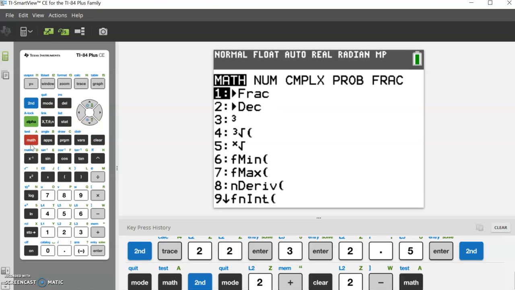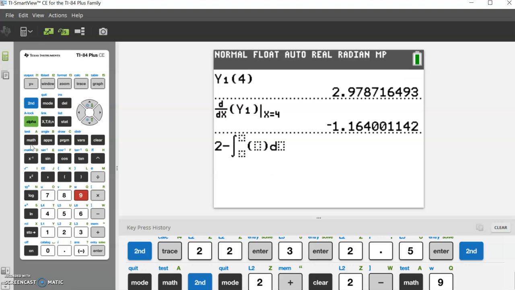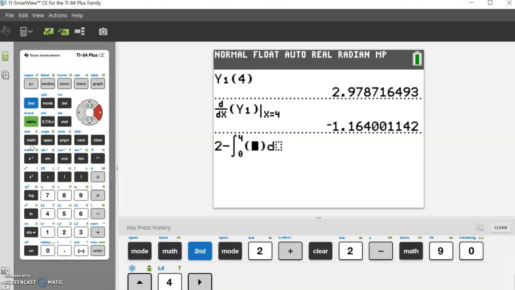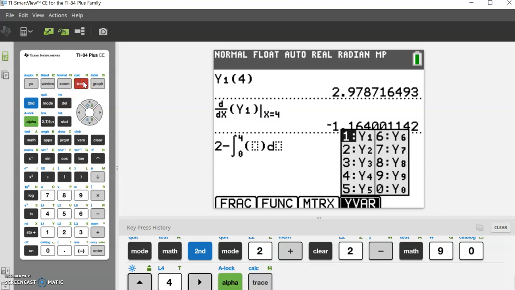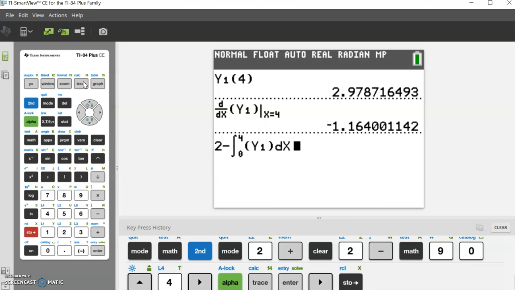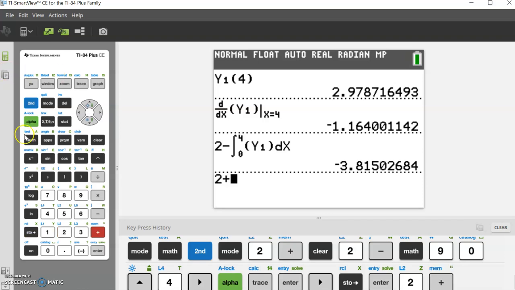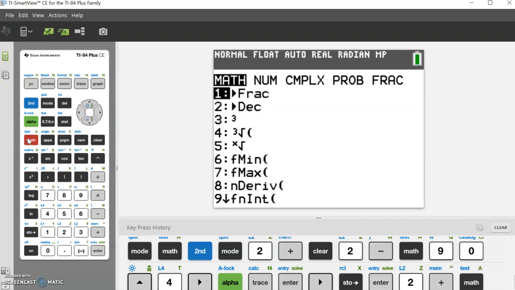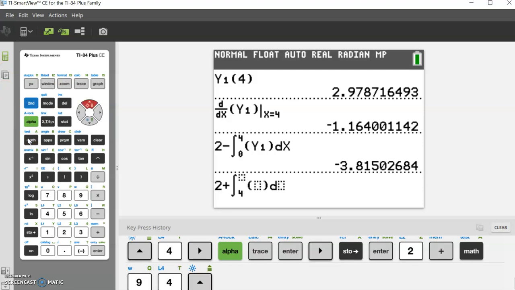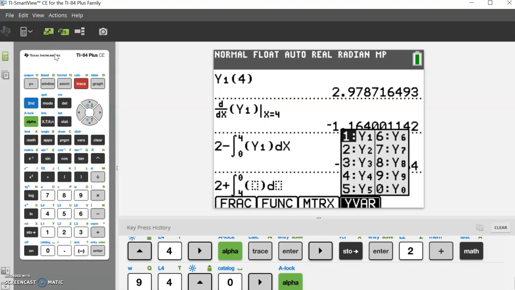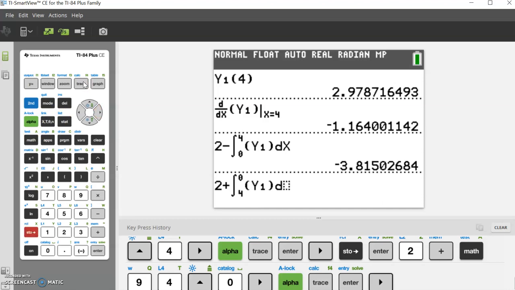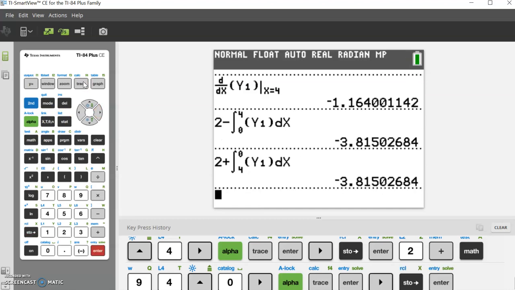Math, and I want 9, fnInt, from 0 to 4 of Y1. So alpha, trace, number 1, Y1, dx. And just to demonstrate that that's the same as if I do the other one, from 4 to 0 of Y1 dx. And I got the same answer, so that's good. My answer is -3.815.